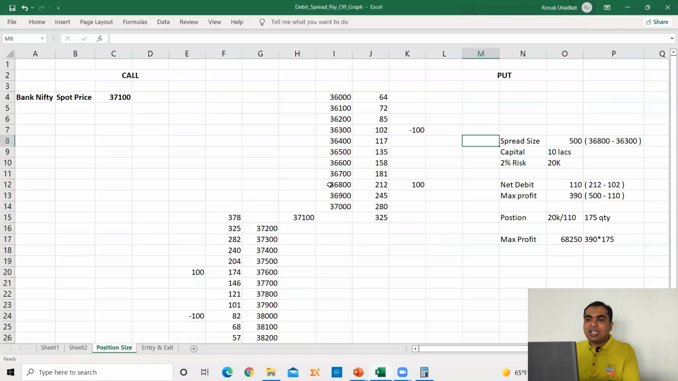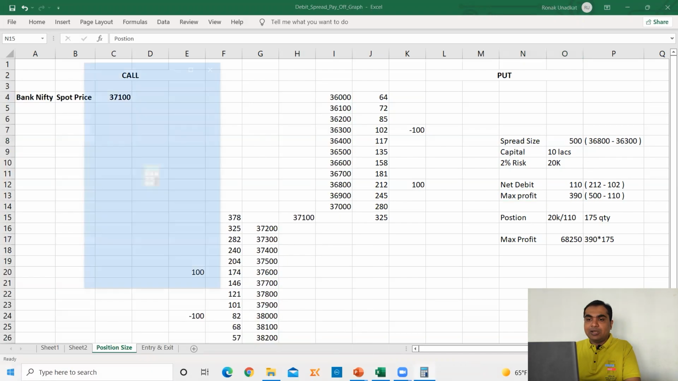Let's say, guys, I have created the spread of 36,800 at 212. I buy the 36,800 strike price put at 212 rupees and sold the 36,300 strike price put at 102. So my spread size is 500 rupees. My capital, let's say, is 10 lakh rupees. I want to take a 2% risk on my trade, that's 20,000 rupees I am risking. 110 rupees net debit will be there, right? And maximum profit will be 390.